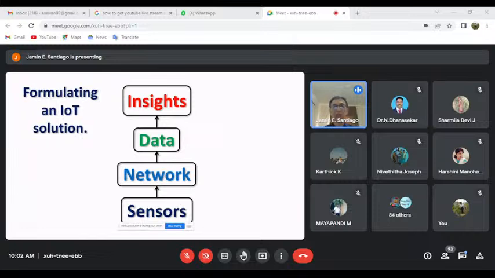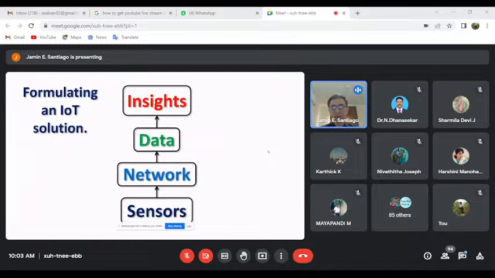I think first about the insights. What do I need to learn? What insights do I need to get to understand the problem more, to offer a solution? So from the insights, I will now write the data that I need to get from the sensors and how to transmit this data to a network. So we can look at it from the top down, or if we are more on the engineering side of things, we can start from the bottom going up.